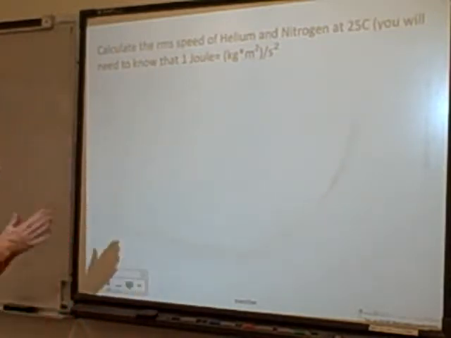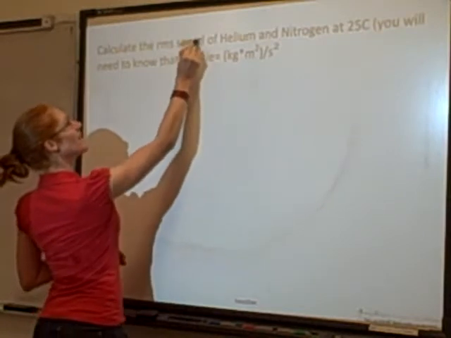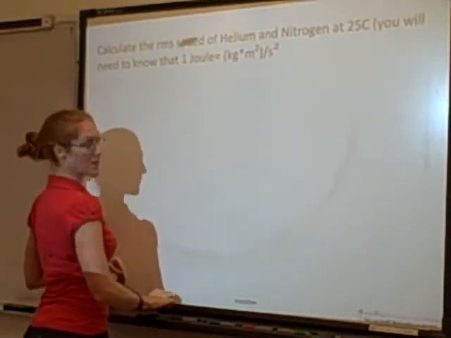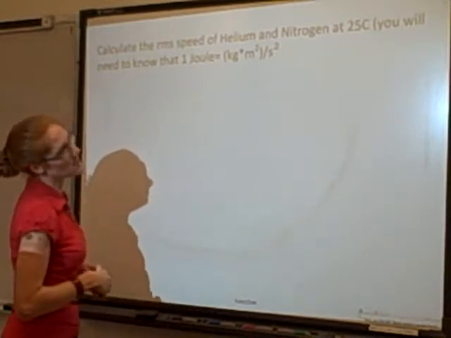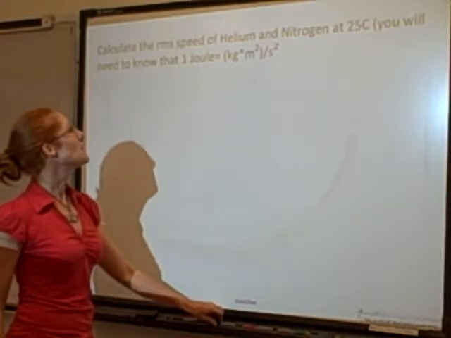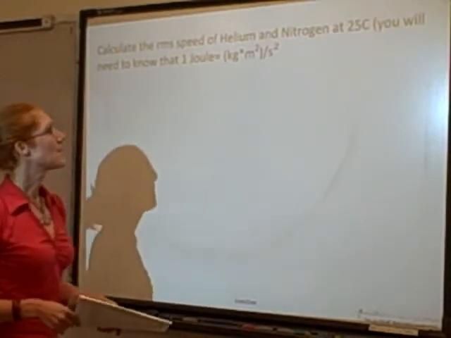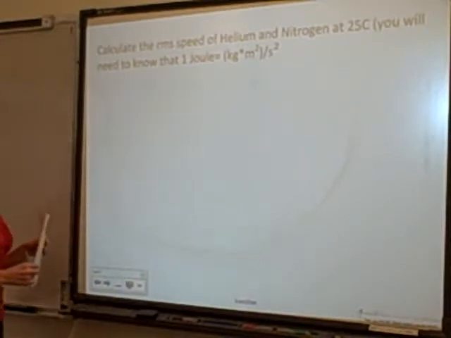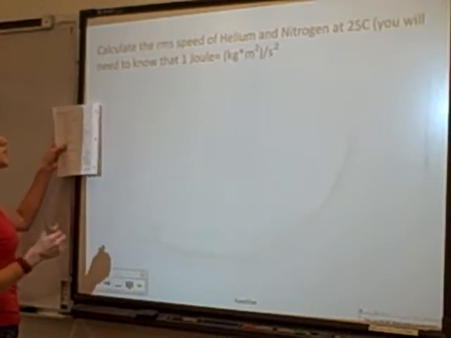Okay, so let's do some calculations. It says calculate the root mean square speed. Sorry, I want the root mean square speed of helium and nitrogen. So we'll do one, then the other, at 25 degrees Celsius. You will need to know that 1 joule equals a kilogram times a meter squared per second squared, so accelerating a kilogram a meter per second squared.